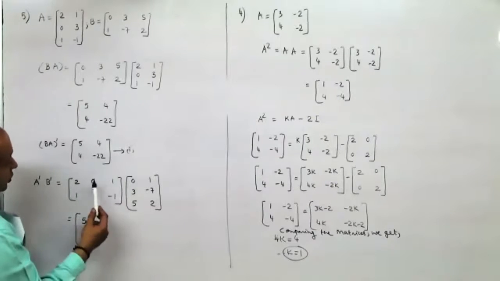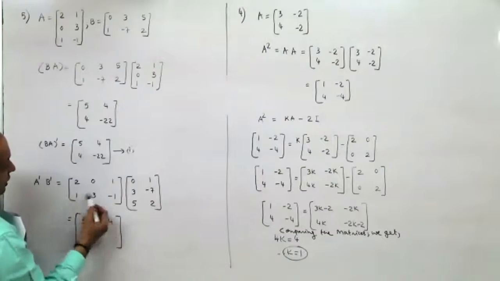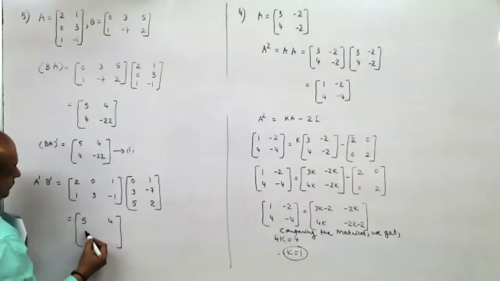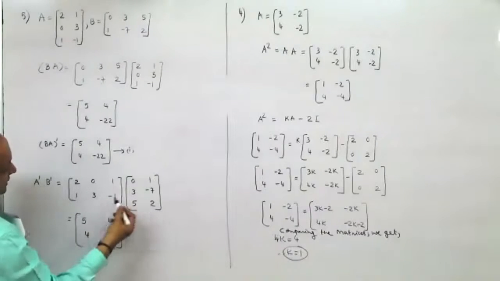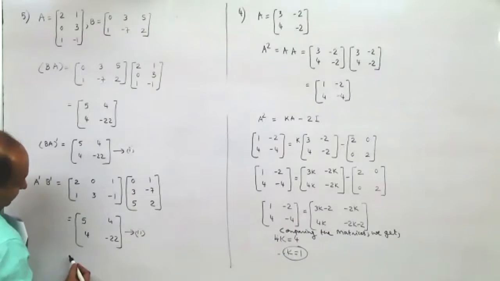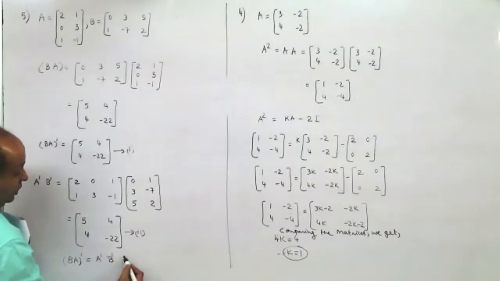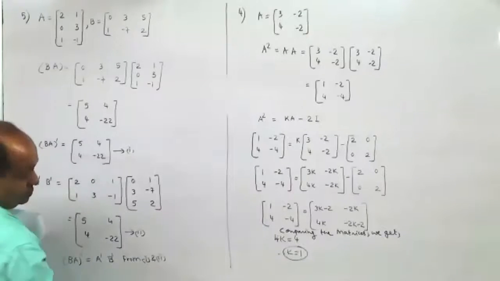So this would be 2 plus 0 plus 2. So that is 4, 1. This is 9 minus 5, 4. This is 1 minus 21, minus 20. This is minus 22. So from 1 and 2, we can say, you should know this, that BA transpose is equal to A transpose into B transpose, and AB transpose equal to B transpose into A transpose. The order matters from 1 and 2.